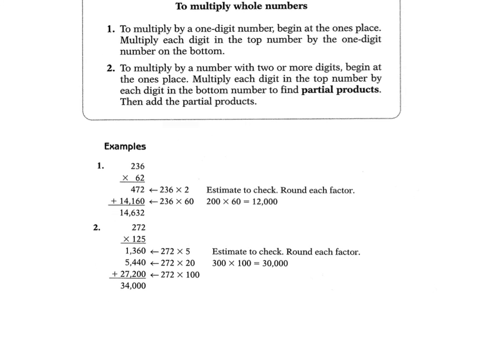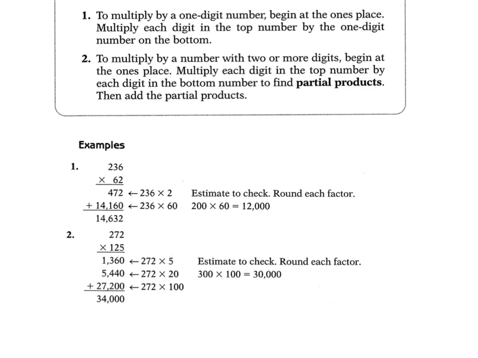So if we look at the first example, we have 236 times 62. What we do is we take that 2, we multiply it by each number on the top number, so the 6, the 3, and the 2. From there, we move to the 6. Since we're moving to the tens place, we put a 0 down first to represent the ones place. So that way we are multiplying the 6 times 6, 3, and 2, starting in the tens place. Once we do that, we add up our numbers, and then we're done.